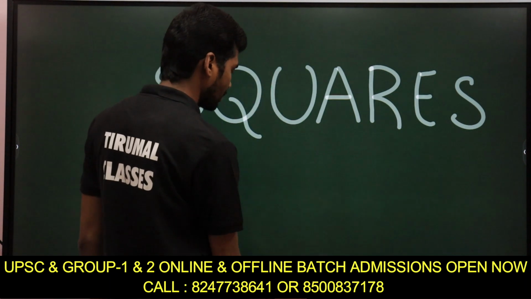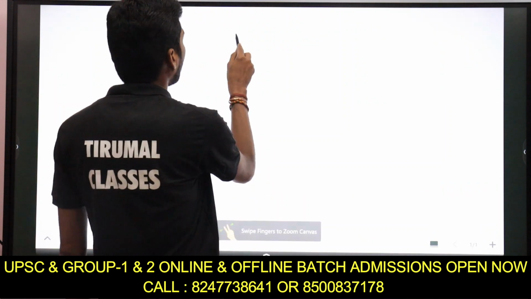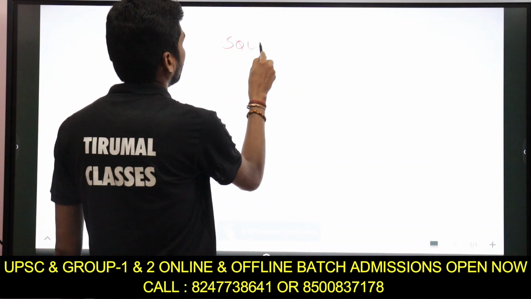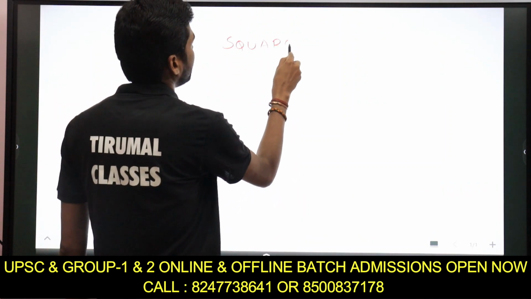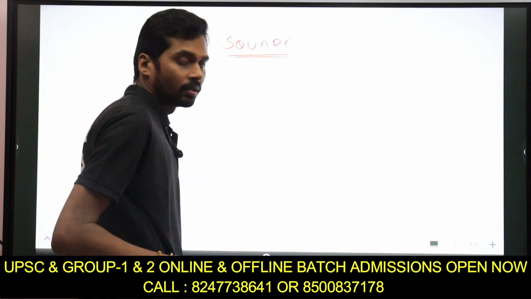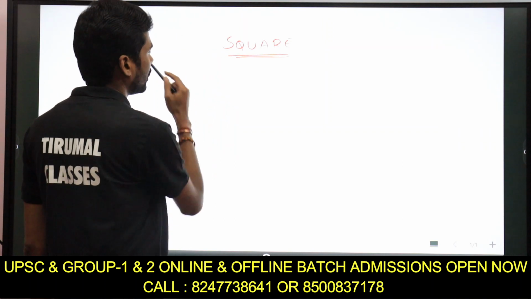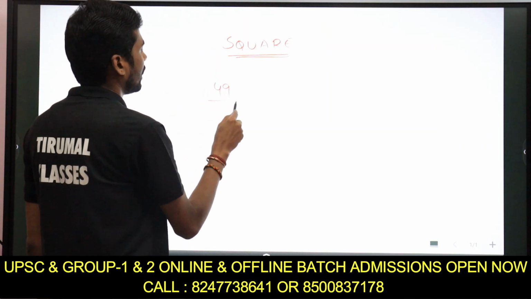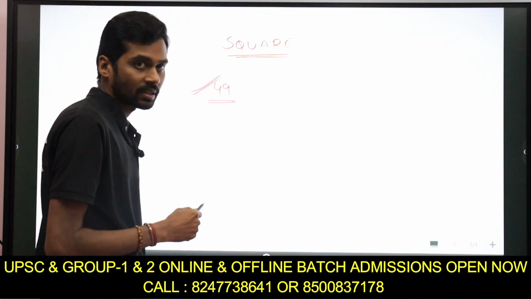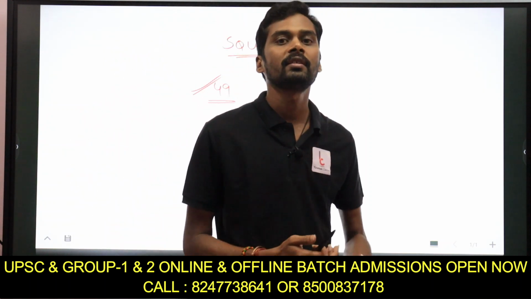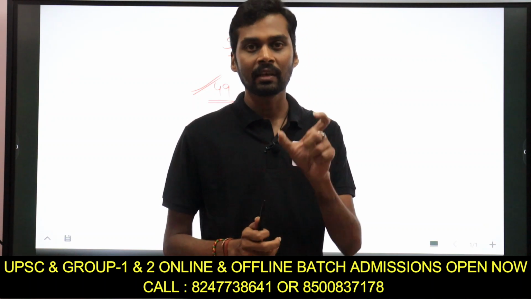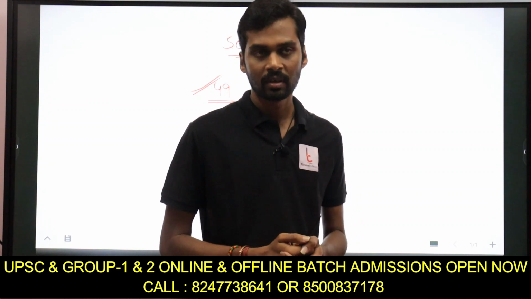So what is a perfect square? Which means that suppose if I take the number 49, I can say that 49 is a perfect square. But how do I say that 49 is a perfect square? A perfect square is nothing but if you write a number as a product of two similar numbers, that number is called a perfect square.